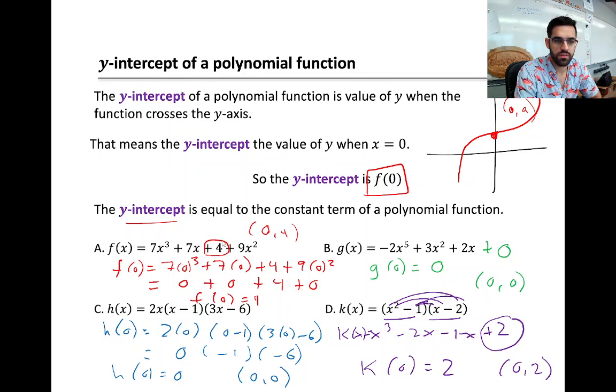In this case, example A, it's a standard form, so it's really easy to see the constant term. The constant term is the term without any x values. And so it's really easy to see that's going to be the y-intercept.